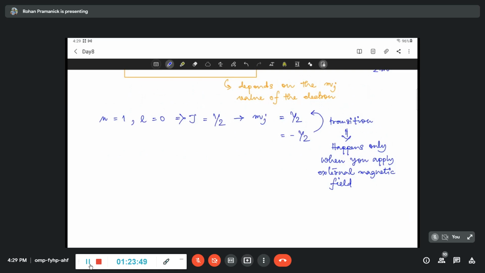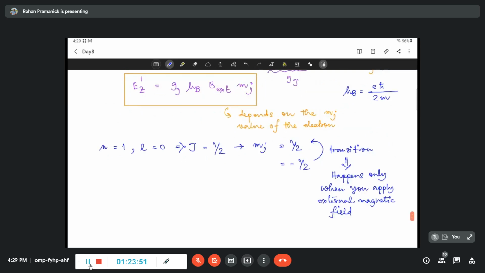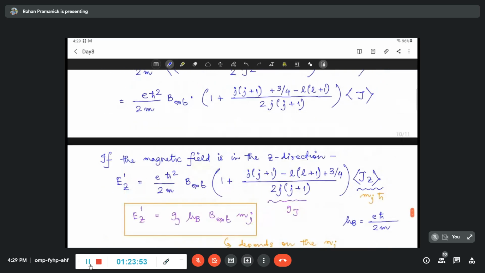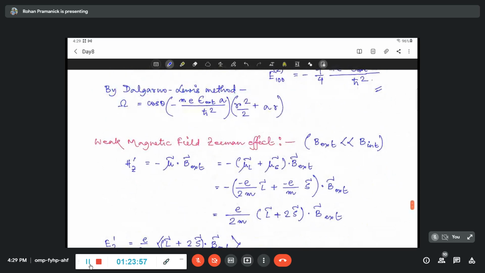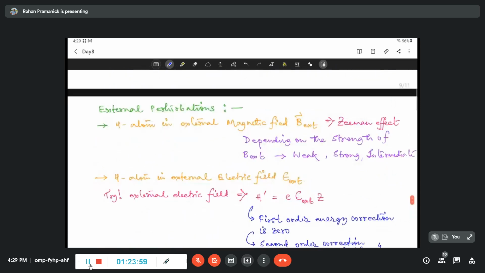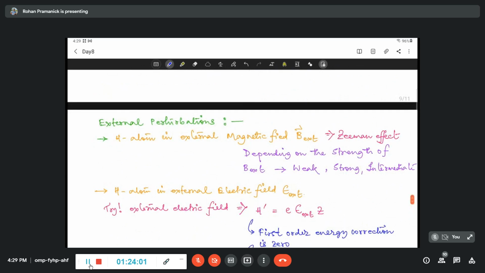So this is a very short description of this weak Zeeman effect, where this weak magnetic field is a perturbation over fine structure. I have not discussed the intermediate and strong magnetic field, which itself dominates over the fine structure, so that you can probably study by yourself if you have time. So let's wrap it up here. If you have any questions regarding this, you can ask.